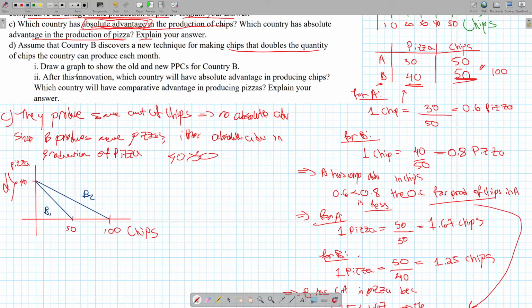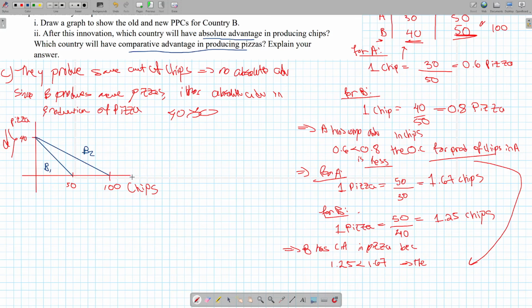Now, what did they say? Part two: after this innovation, which country will have an absolute advantage in producing chips? Obviously now, since B is producing 100 instead of 50, B has the absolute advantage. Remember, absolute advantage means you're producing more of that item. Who's producing more chips now? Obviously, it's B. It's producing 100. Which country will have comparative advantage in producing pizzas? Explain your answer.